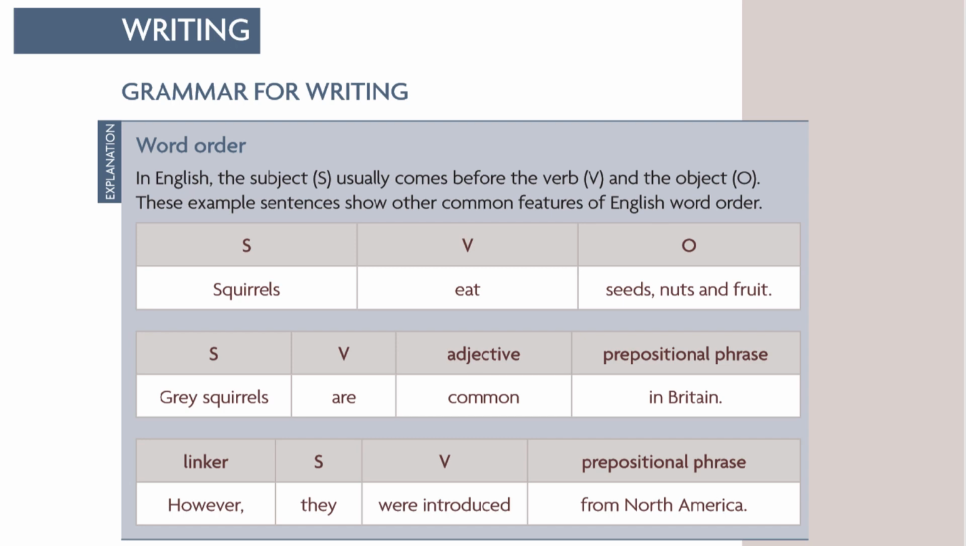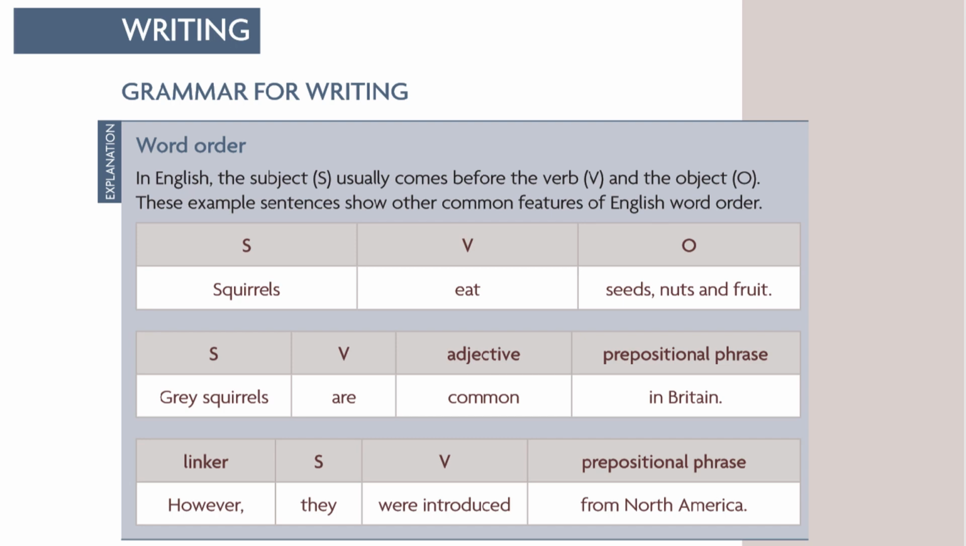Look at sentence number 2. Grey squirrels are common in Britain. Grey squirrels is the subject. Are is the verb. Common is adjective. And prepositional phrase in Britain. Why is it called prepositional phrase? Because it has a preposition here, in.